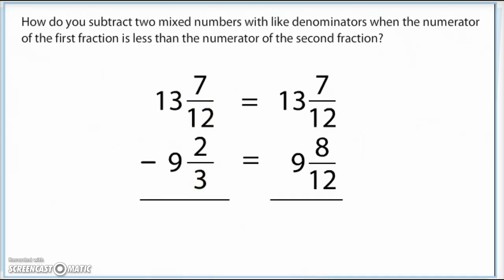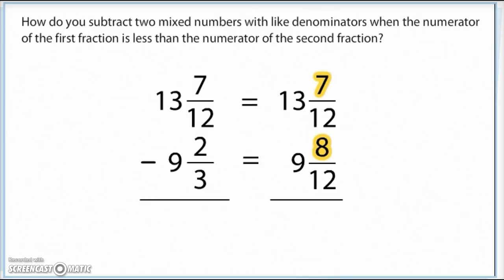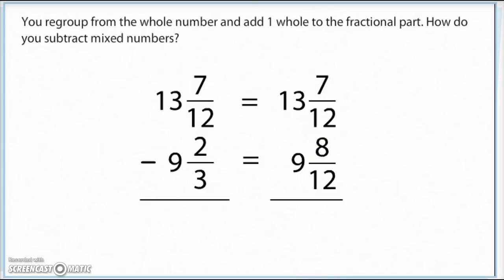How do you subtract 2 mixed numbers with like denominators when the numerator of the first fraction is less than the numerator of the second fraction? You regroup from the whole number and add 1 whole to the fractional part.